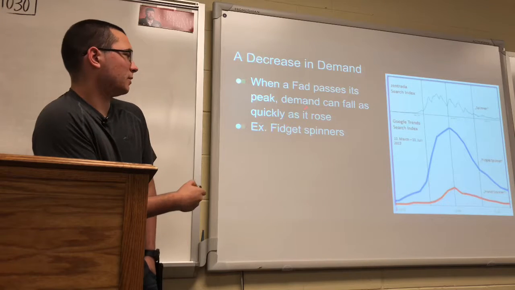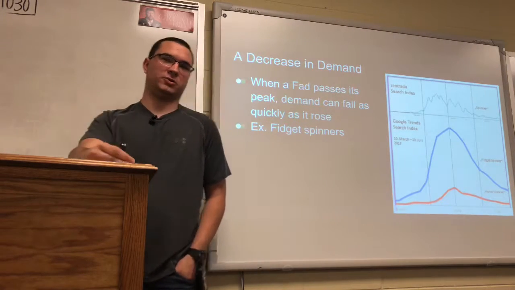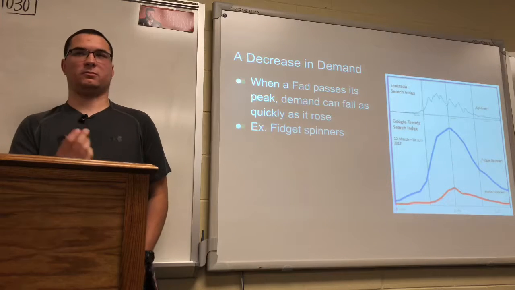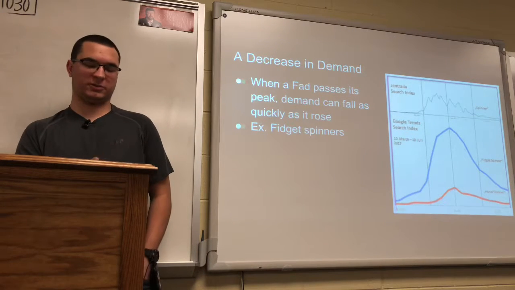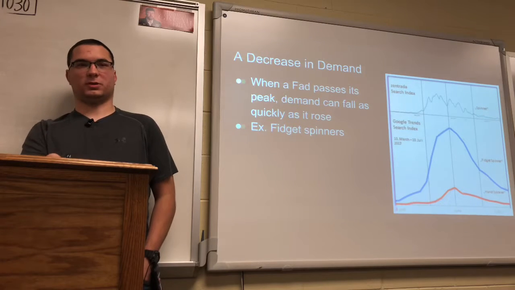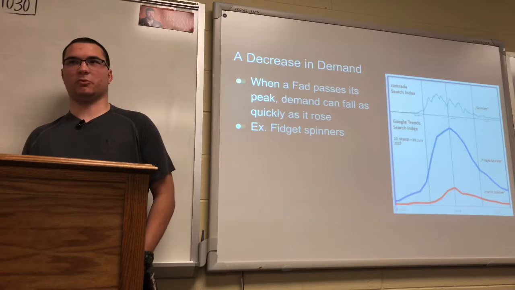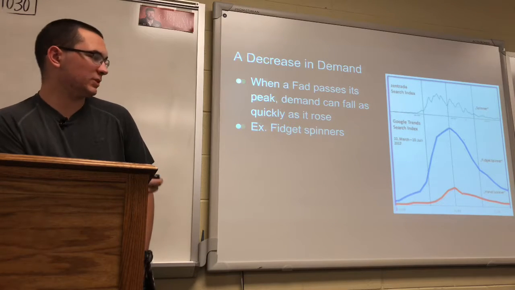So in fads, as quickly as it rose, it will also fall. So a fad, like fidget spinners, will go up and then go down. It may take 6 months to go up, and it may take 6 months or even less time to go back down. And that's it.